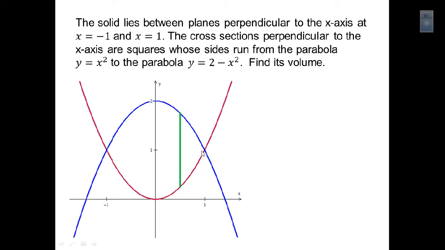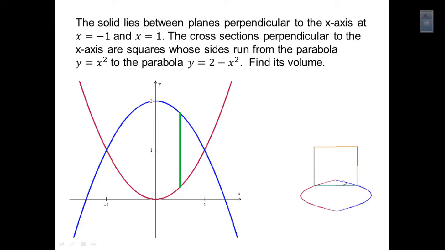Now what you want to do, much like we did in 7.2, we had to find that slice right there. Well, all that is, is the upper function minus the lower function. What we're going to do here, that line right there is going to be one side of this square that we're dealing with. What's going to happen is this. I'm going to go into 3 dimensions here. I'm going to show you exactly what's happening.